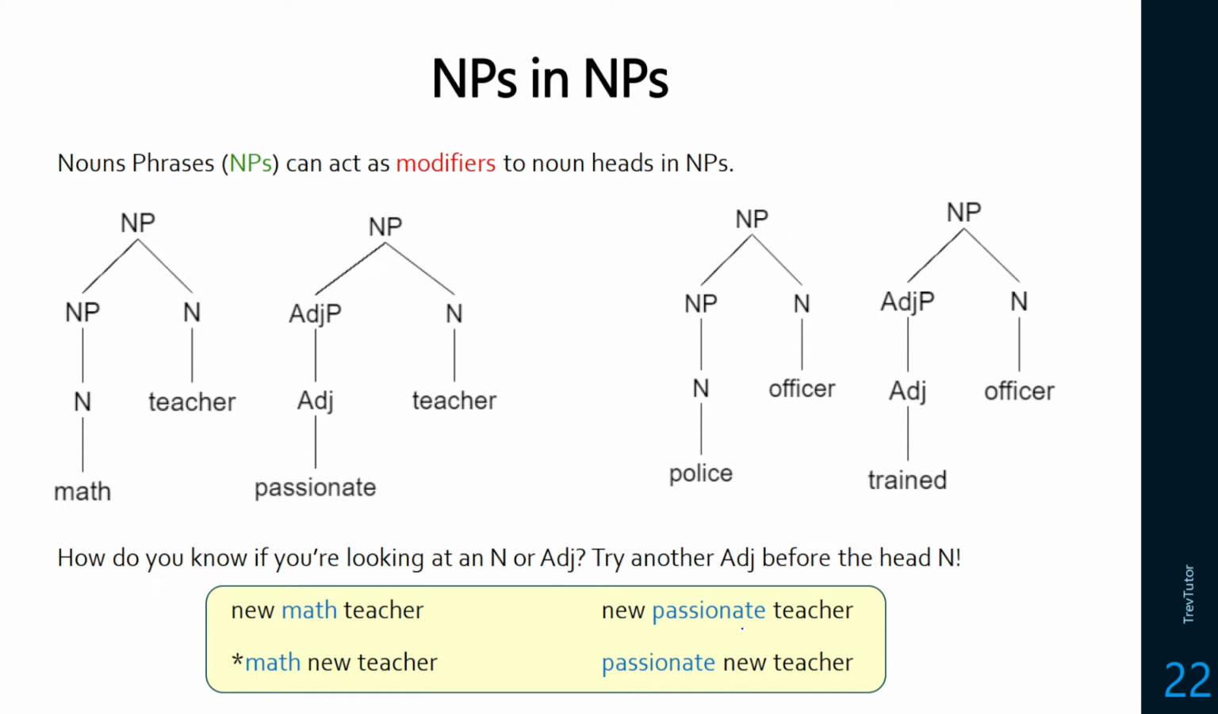But we can also put noun phrases inside of noun phrases to make compound words. And this might be a little bit confusing because when we take a look at math teacher and passionate teacher, it looks pretty similar. In the case of math teacher, math is describing the type of teacher. It's a teacher that teaches math. In a passionate teacher, it's describing a quality. It is a teacher who is passionate. The structure looks the same, but the category is different. Now, how do we know?